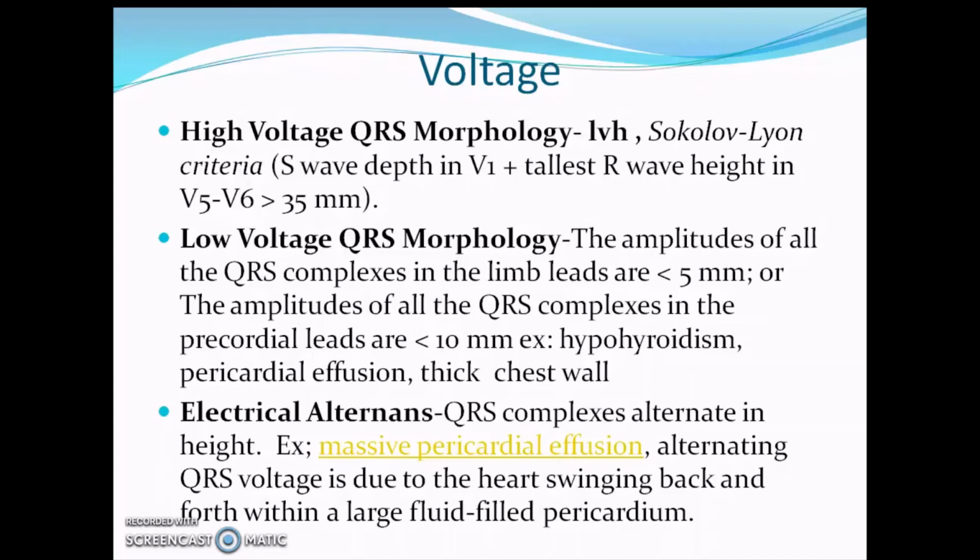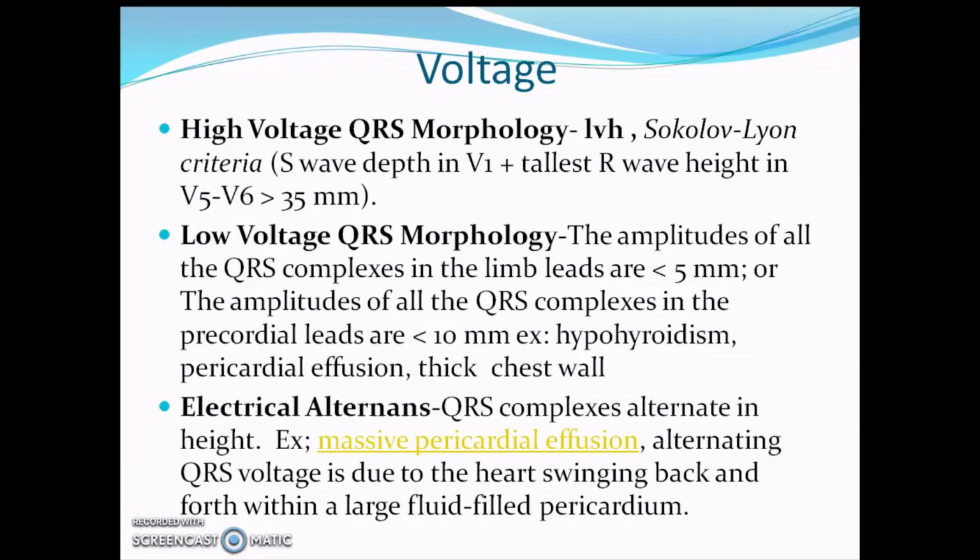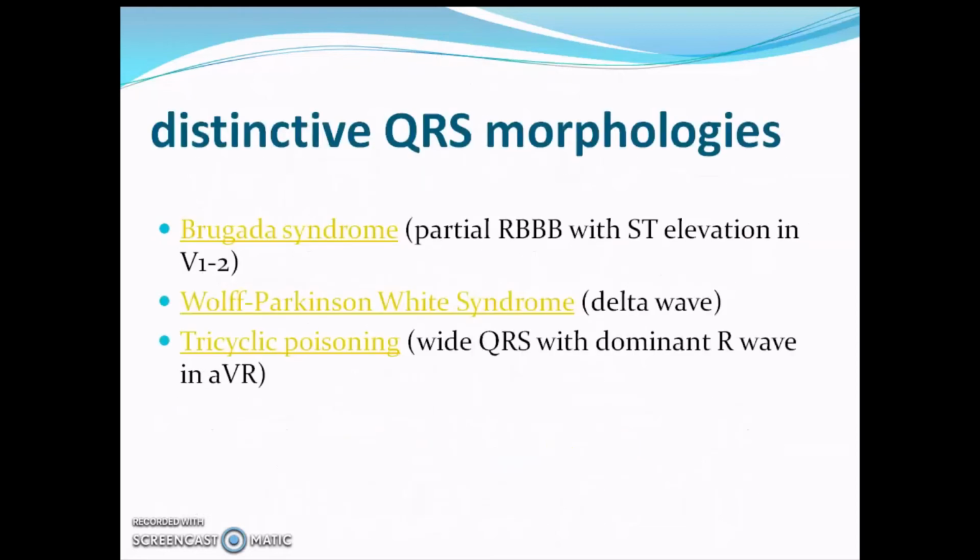Electrical alternans, that is QRS complexes alternate in height. So that is alternating QRS voltage, due to the heart swinging back and forth within a large fluid-filled pericardium. It is seen in massive pericardial effusion.